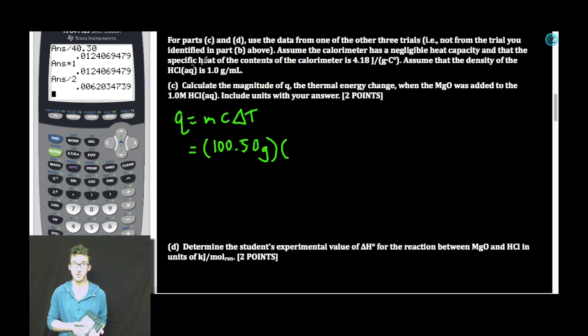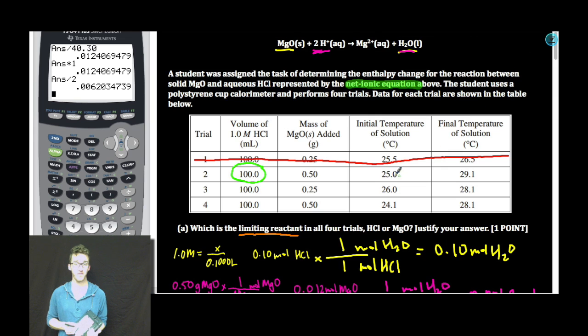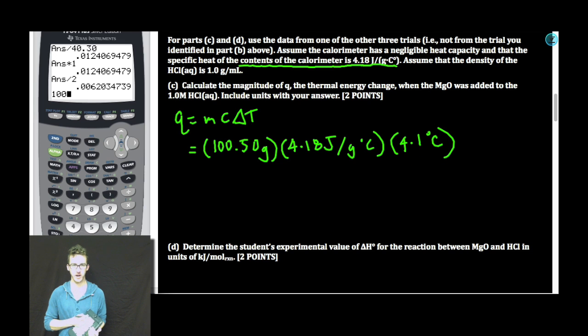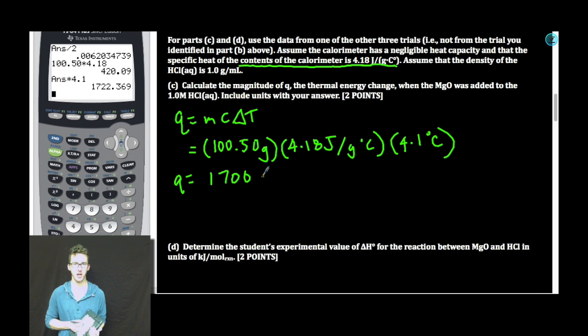And we're told to assume that the specific heat of the contents of the calorimeter is 4.18 joules per gram degree Celsius. And then finally, our temperature change for trial 2, final minus initial, is 4.1 degrees Celsius. Calculator! 100.50 times 4.18 times 4.1, to 2 sig figs here, Q equals 1,700. Watch your units here, joules as my thermal energy change. If you want to represent that in kilojoules, it would be 1.7 kilojoules.